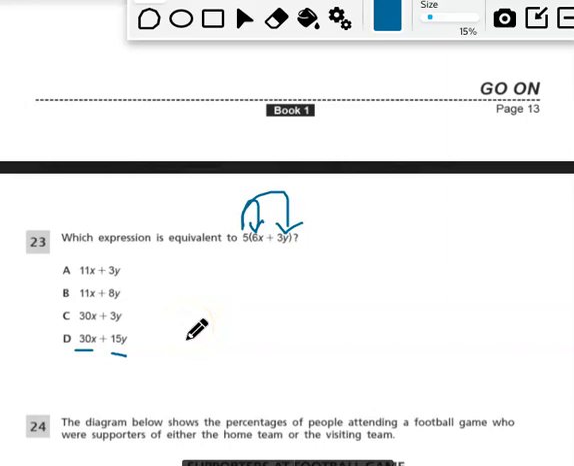Does anybody else have a reaction for this one? You guys agree? Some people forget that you need to multiply for each term. If you forget, you're just gonna end up with 30x plus 3y, the letter C. But always remember that the factor outside will be multiplied to both terms inside. So the answer is 30x plus 15y.